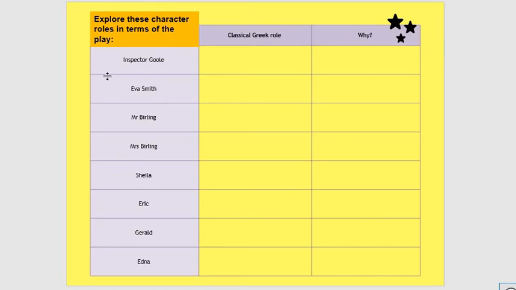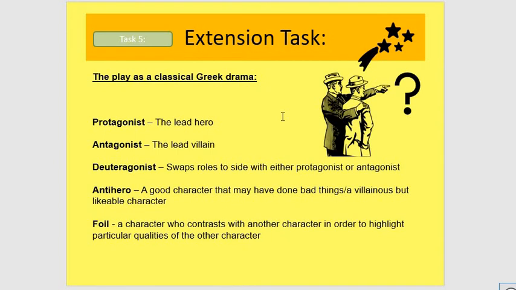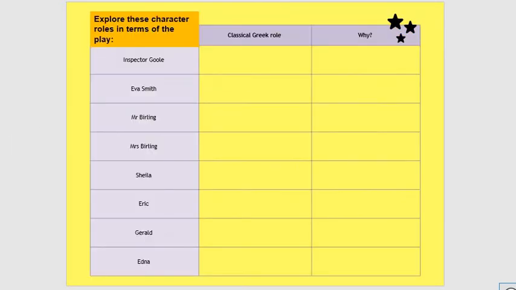And then why? So if we look at Inspector Goole, which of these roles do you think he would have? I would suggest that he's a protagonist, so he's the lead hero. He is the character that comes into the play, into the Birlings' life, delivers the revelation that this girl is dead, and then explains how. And he certainly comes across as the hero for many reasons, but what are those reasons? Why does he come across as so wonderful and great and heroic compared to the Birlings?